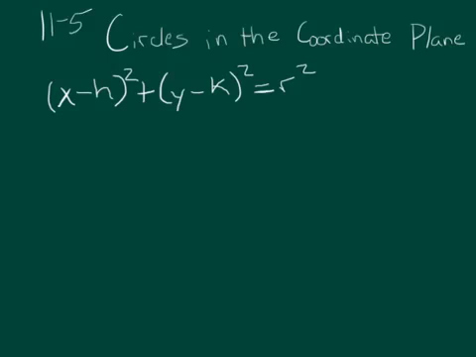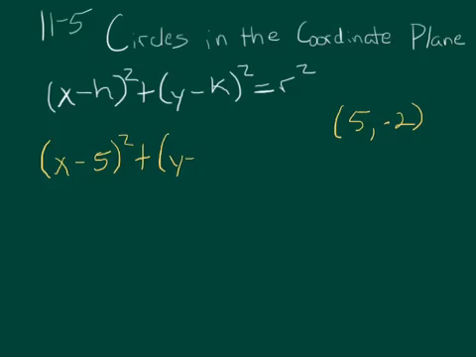So for example, if we found out that the center of the circle was at (5, -2), all we would need to do is plug it in, and the equation would look like this. (x - 5)² + (y - (-2))² = r², and let's just say that the radius is equal to 7, so that's equal to 7².